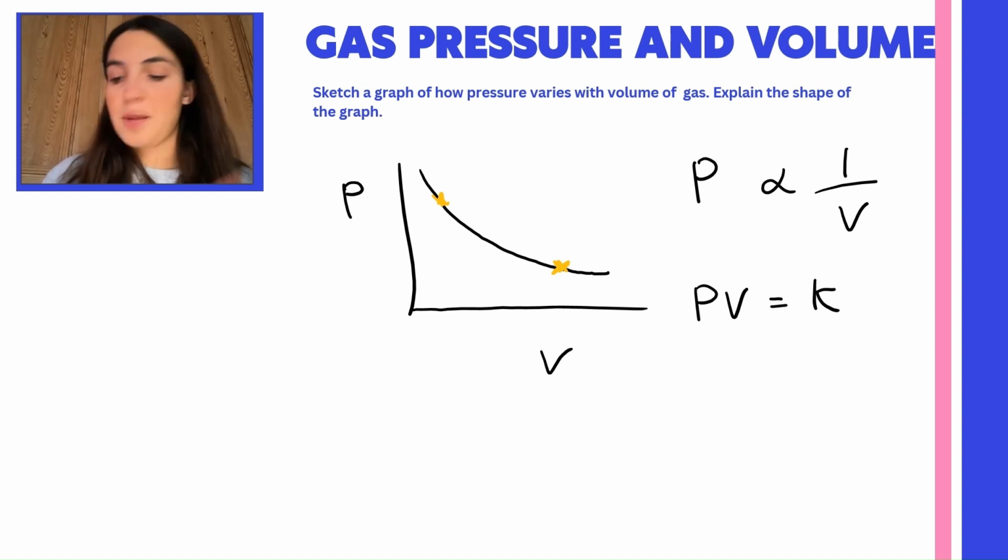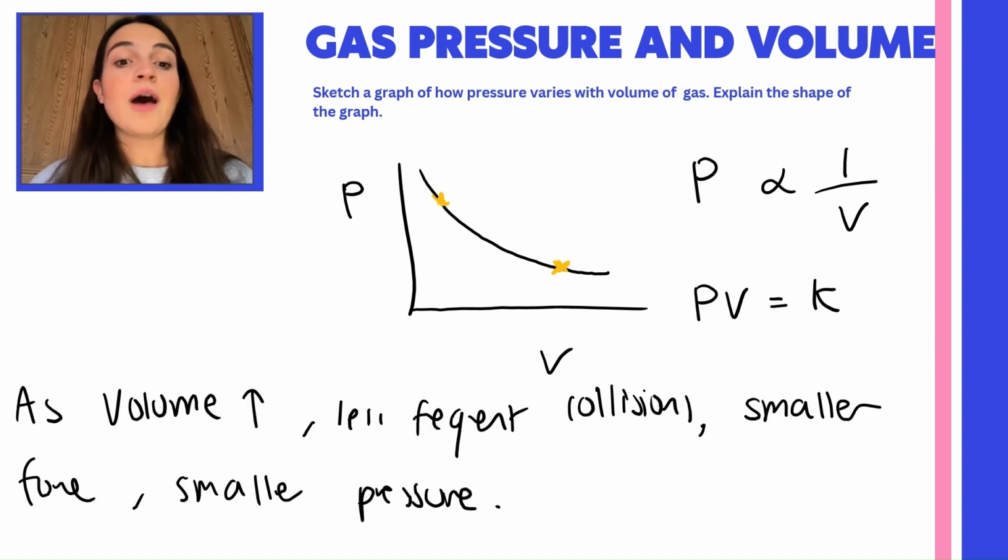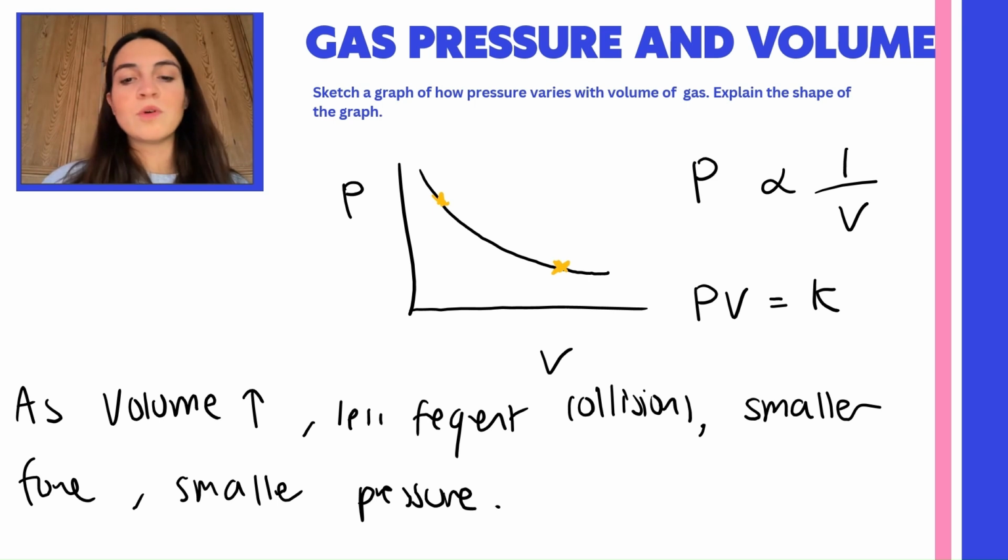We need to explain the shape of the graph. So we say, well, as the volume increases, the pressure seems to be decreasing. Why? And at this point, I feel like a broken record. Less frequent collisions, smaller force, so smaller pressure.